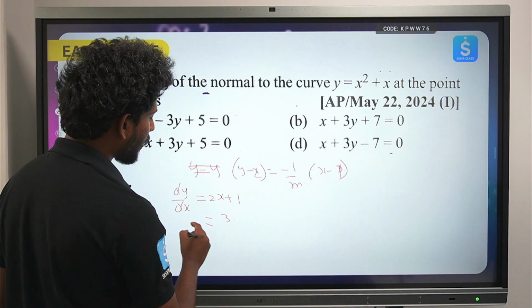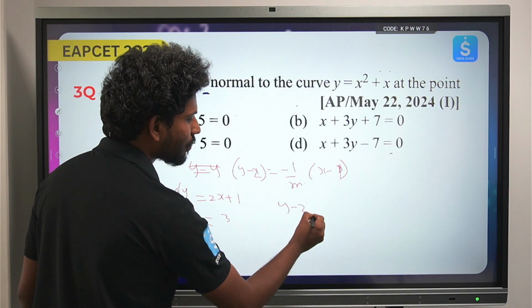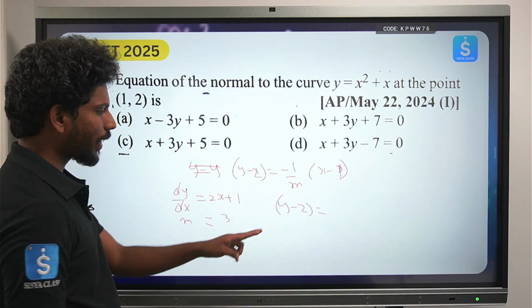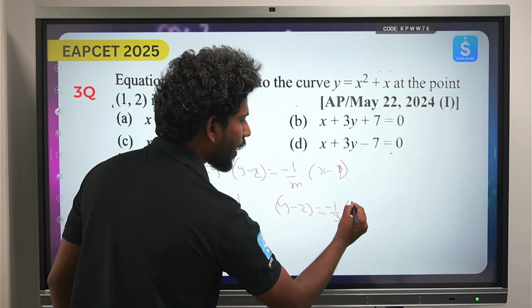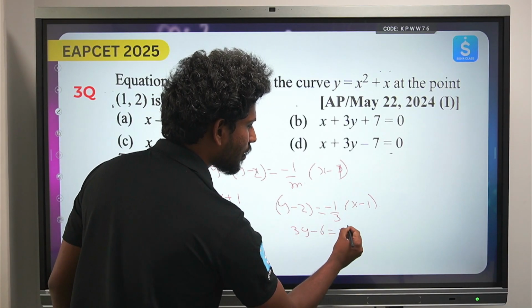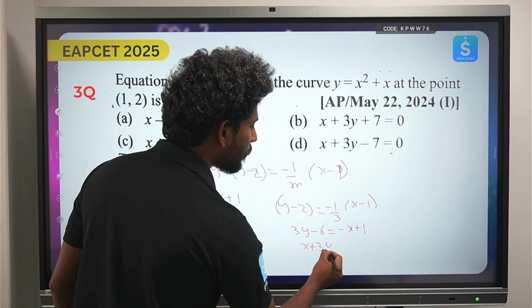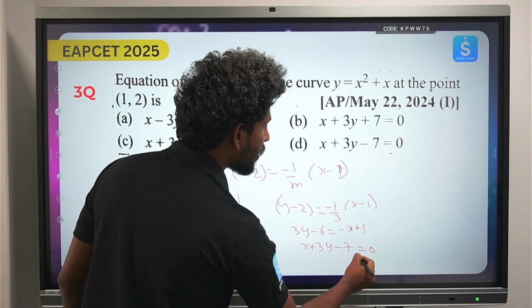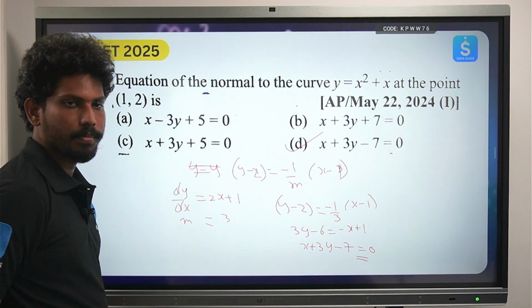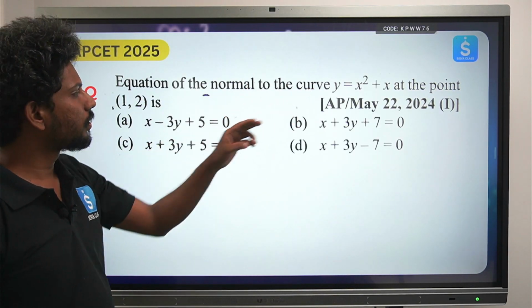So the slope is m equals 3. Just substitute here: y minus 2 equals minus 1 by 3 into x minus 1. So this will become 3y minus 6 equals minus x plus 1. So x plus 3y minus 7 equals 0. So the option is D. Simple question.